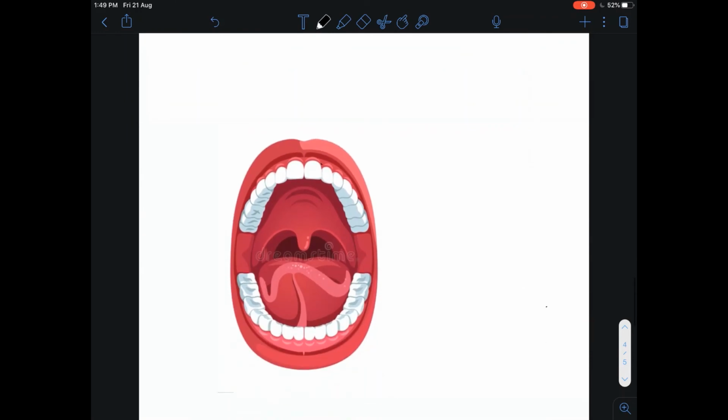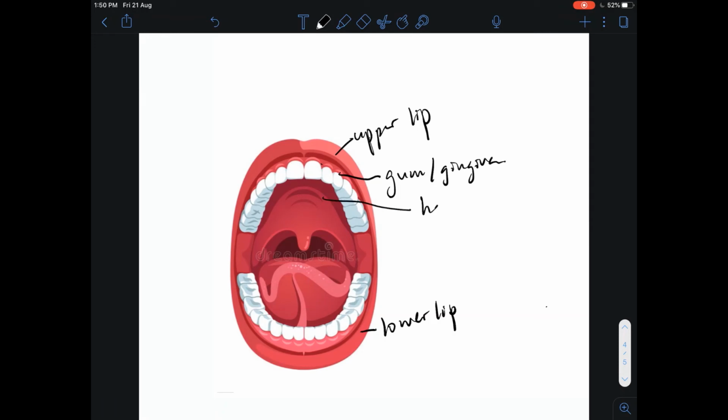Next, I'm going to introduce you a little on the soft tissues in and around the oral cavity. So first of all, we have the upper and the lower lip. Next, we have the soft tissue around the teeth, which is known as the gum or gingiva. We have the hard palate. And more posterior to it, we have the soft palate. We have our uvula.